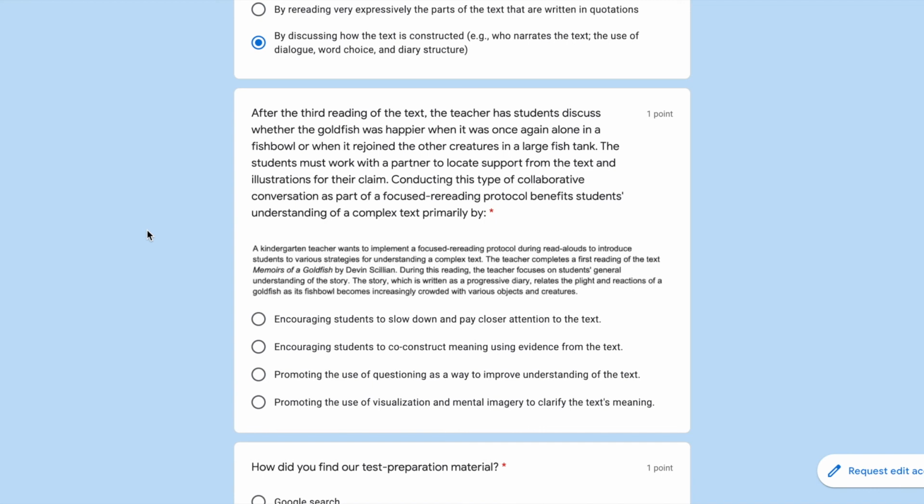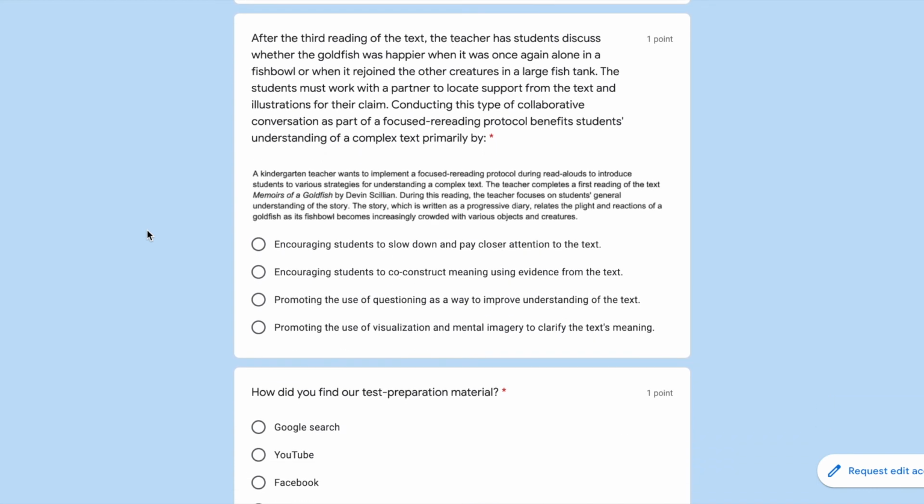a complex text by primarily, is it A, encouraging students to slow down and pay closer attention to the text, B, encouraging students to co-construct meaning using evidence from the text, C, promoting the use of questioning as a way to improve understanding of the text, or D, promoting the use of visualization and mental imagery to clarify the text's meaning. Pause and select your answer.